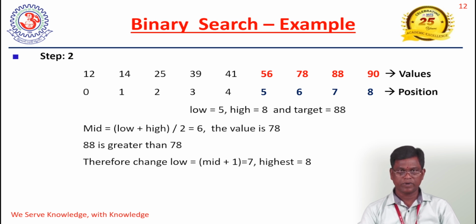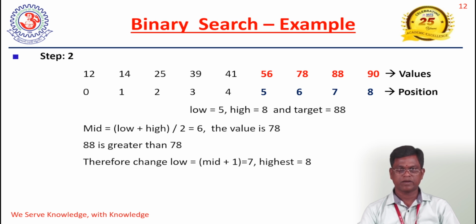So based on the previous step, we are going to reduce half of the elements from the search process, and we are going to search for the given value in the higher, second half of the elements. Now the low pointer is 5, the high pointer index is 8, and the target is 88 here. And again we are going to calculate the mid position with low plus high divided by 2, that is 5 plus 8 divided by 2, which is rounded to an integer, that is 6, and in the sixth location the value that is available is 78.